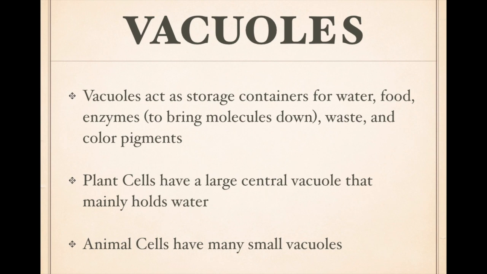Vacuoles. Vacuoles act as a storage container. There could be a food vacuole, which stores what? Food. There can be a water vacuole, which stores what? Water. There could be a waste vacuole, which stores waste. Okay, so plant cells usually have a larger vacuole, central vacuole, which mainly holds water. Animal cells usually have many small vacuoles.